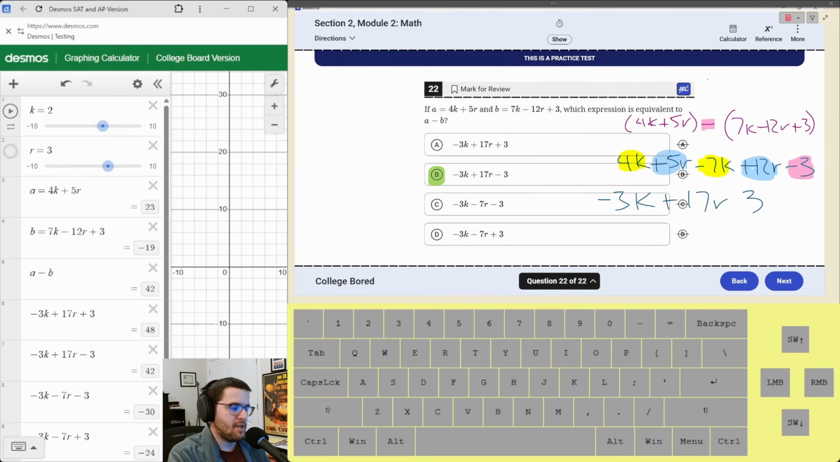Okay, guys, so what I did here was I just picked arbitrary numbers for the constants. I like to not use 1, and I like to not use the same number twice, just in case it leads to a coincidence or something. So I made k equals 2, and then I made r equals 3. I typed in a, it told me what that was. I typed in b, it told me what that was. And then I did a minus b, and it tells me the value of that is 42.